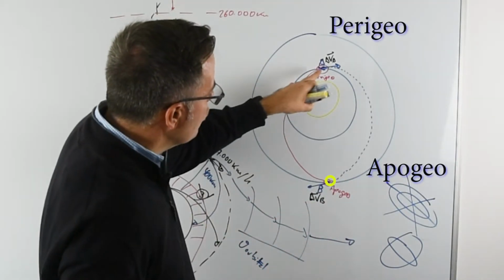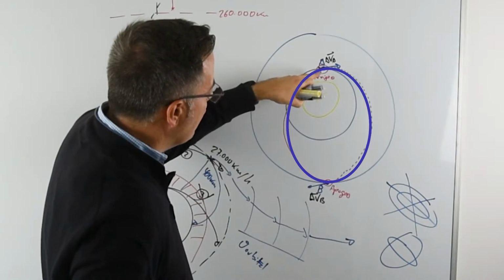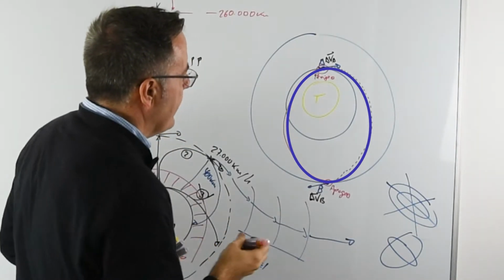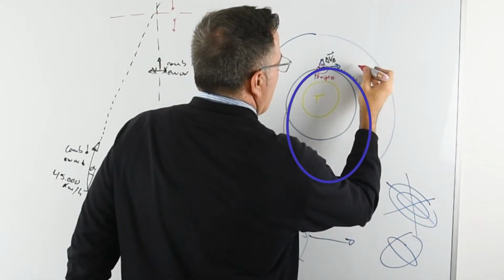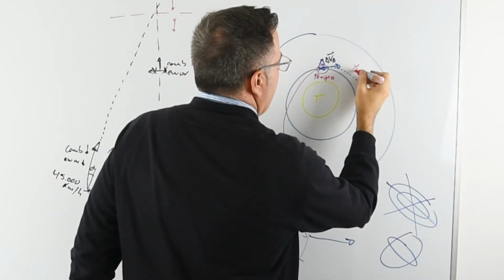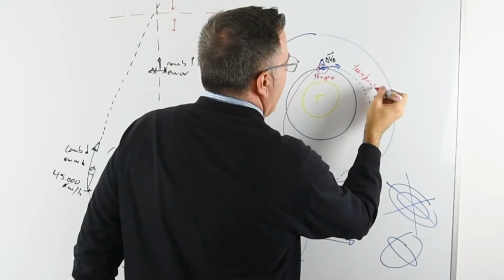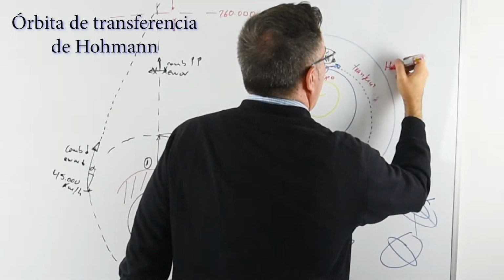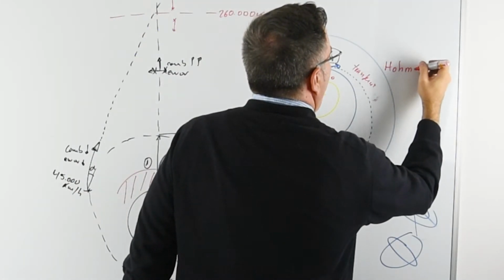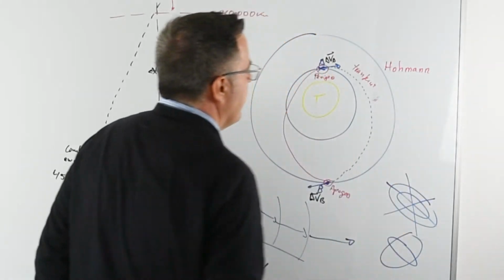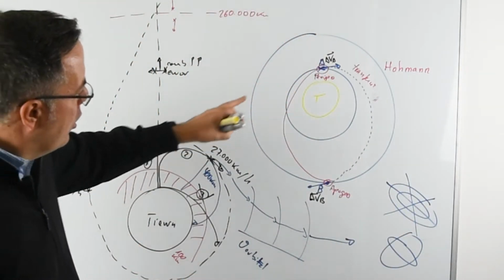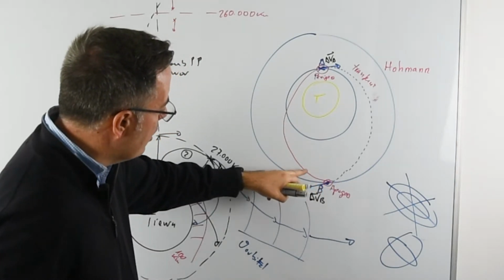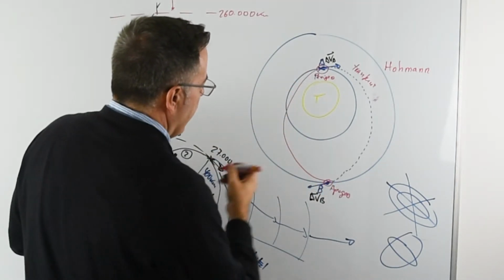If we use this elliptical orbit for speed corrections, this is called the Hohmann transfer orbit. And of course, this is also valid to move from an outer orbit to a more inner one.